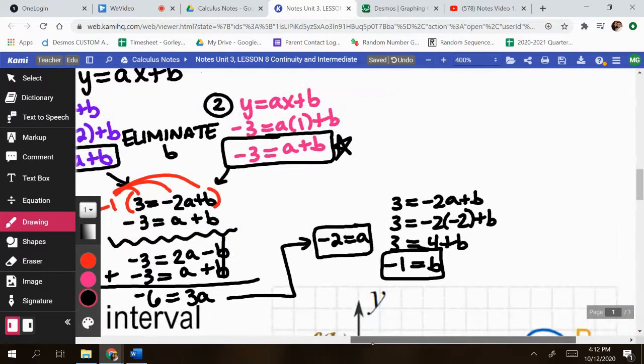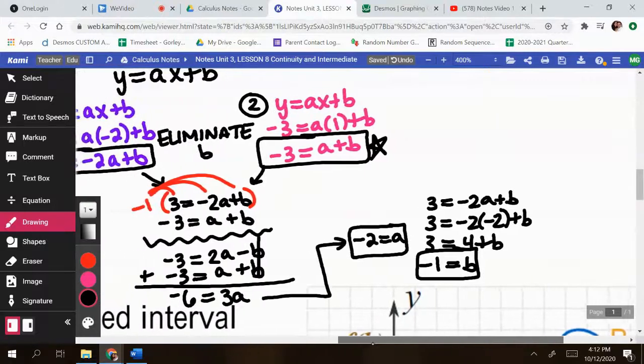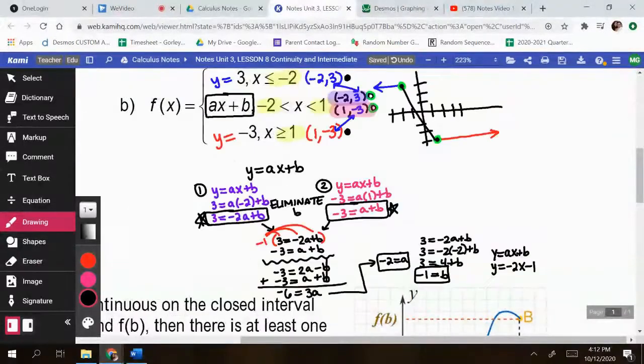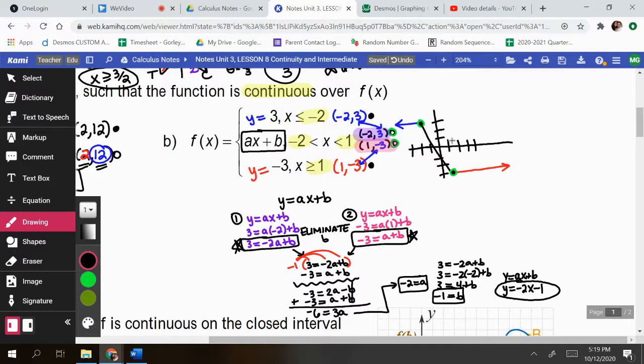Okay, so we just got the a and b values that would give us a continuous function. Remember the original form was y = ax + b. So the equation of that middle line, that linear function, would have to end up being y = -2x - 1. So let's see if that even makes sense with the graph. Well, if I look up here, it looks like it makes sense that our y-intercept would be at negative 1, and it looks kind of like the slope would be negative 2. So that makes sense.